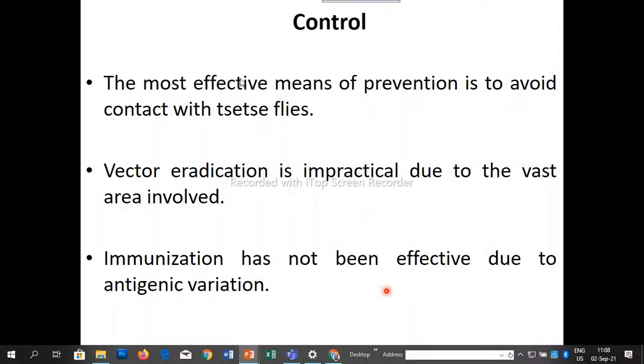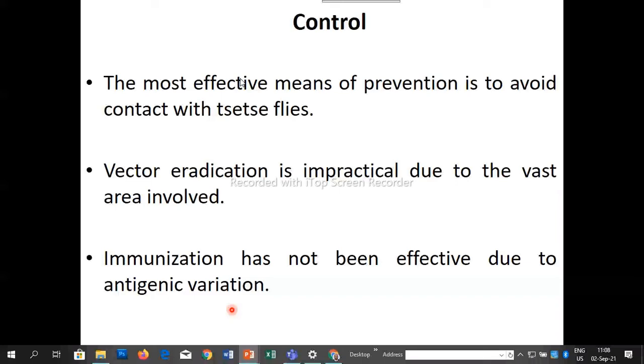The most effective means of prevention is to avoid contact with the tsetse fly, Glossina palpalis. Vector eradication is impractical due to the vast area involved. Immunization has not been effective due to antigenic variation of that parasite.